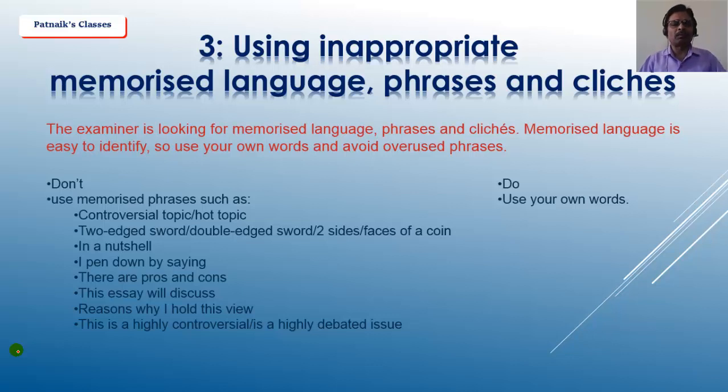Controversial topic or hot topic, two-edged sword, double-edged sword, two sides, faces of a coin, or both sides of the coin, right? The other side of the story, right? Don't use these types of words. In a nutshell, I pen down by saying there are pros and cons. The essay will discuss reasons why I hold this view. This is highly controversial or a highly debated issue. These are all words which normally fall under overused phrases, right? They fall under overused phrases.